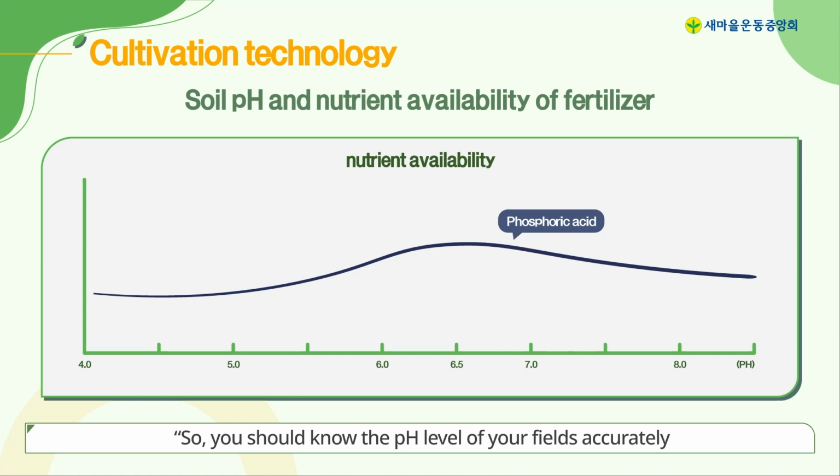So you should know the pH level of your fields accurately to know the soil acidity and raise the pH level if it is low or lower it if it is high to make the soil in your fields neutral.